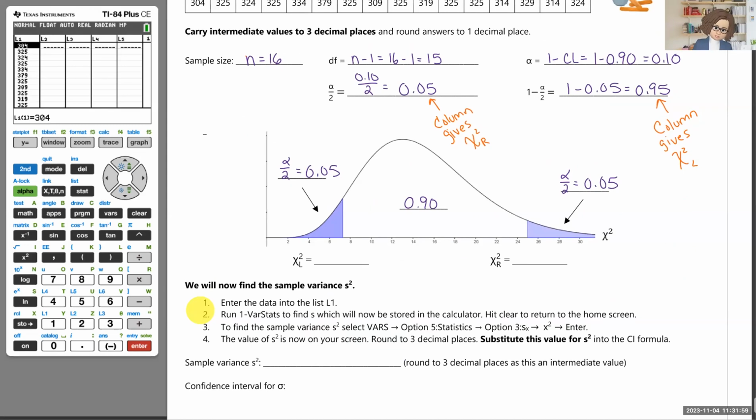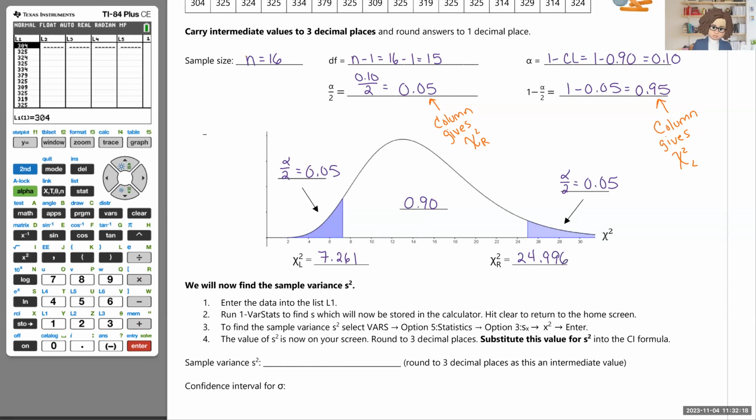All right, so let's get those written down. So that was 7.261 for chi-square left and 24.996 for chi-square right.